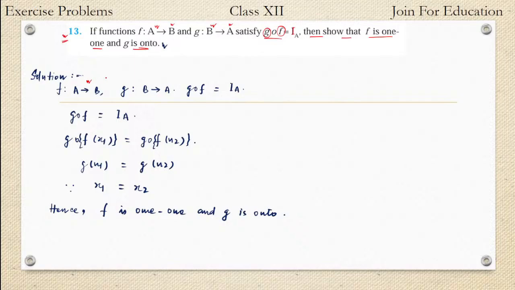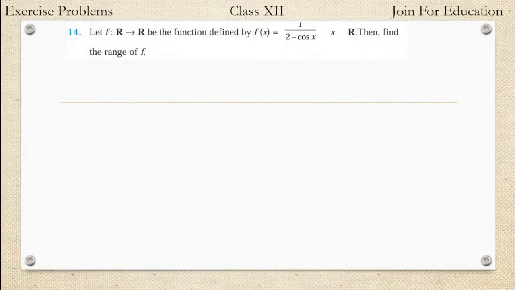f is a function from A to B, g is a function from B to A. Composition, identity. So composition, f(x1) equals f(x2). So here g(x1) equals g(x2). Therefore x1 equals x2. Hence f is 1-1 and g is onto. After this, there is no problem to understand the solution of this question. Let's see question number 14.